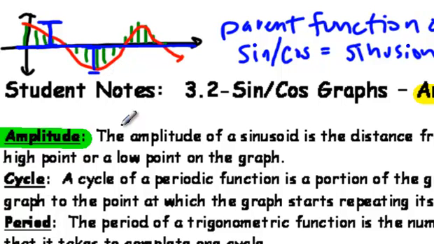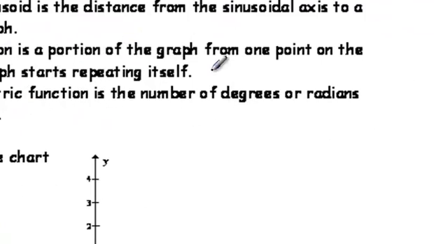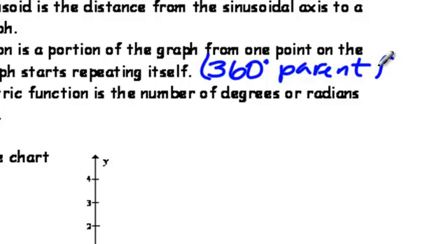Okay, a cycle is the portion of the graph from one point on the graph to where the graph repeats itself. And we talked about this in class, both the sine and cosine for the parent function, so it would be 360 degrees or 2 pi, whichever one we were talking about, okay?